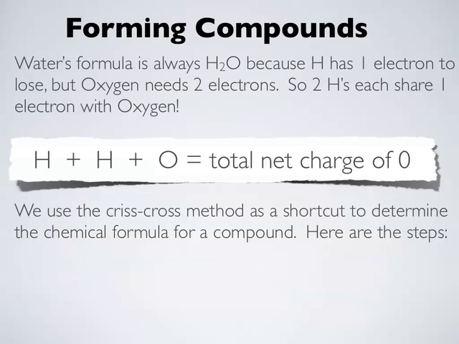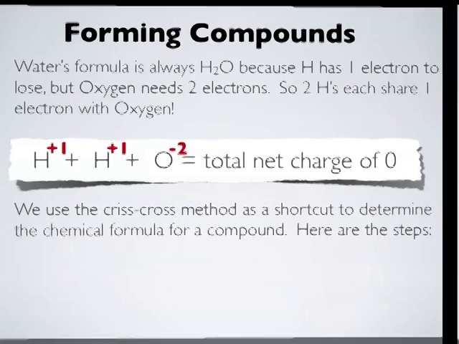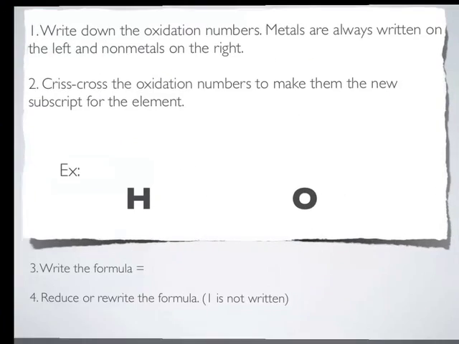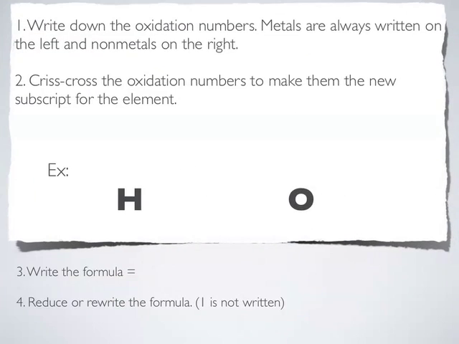Now, we use what we call the crisscross method to predict this. So for this one, we have hydrogen, which is +1, oxygen is -2, balance them all out, we end up with a 0. And so we use this crisscross method. What we do, first, we write down the oxidation numbers.